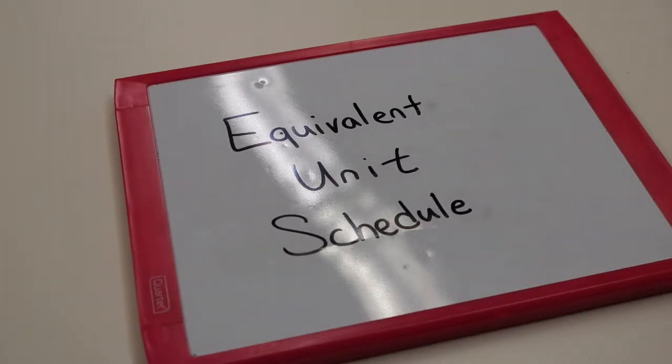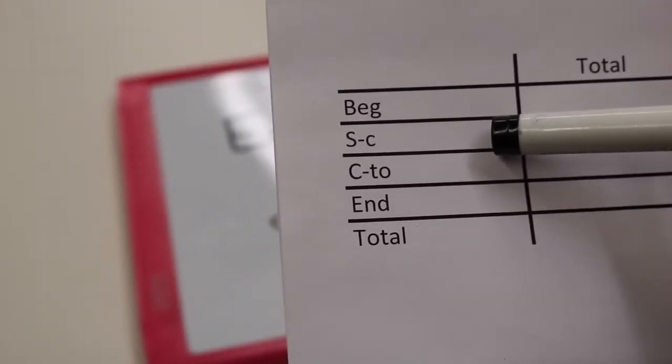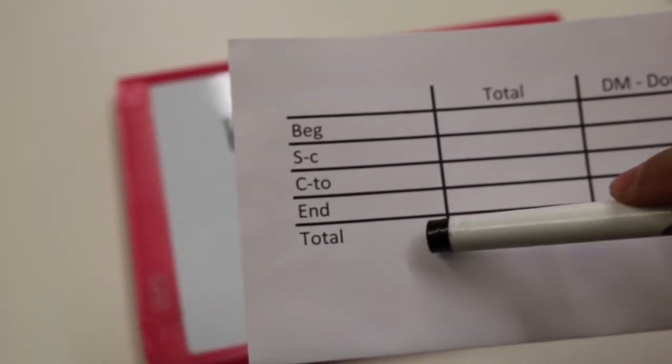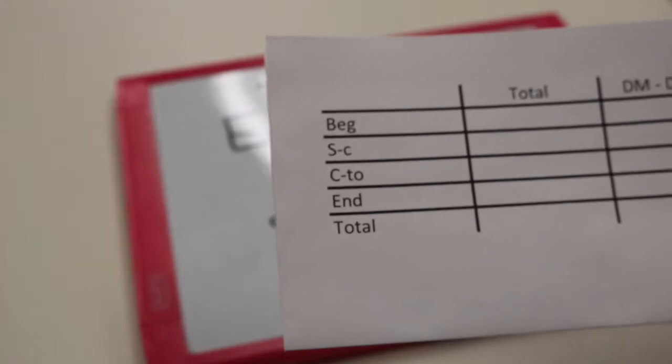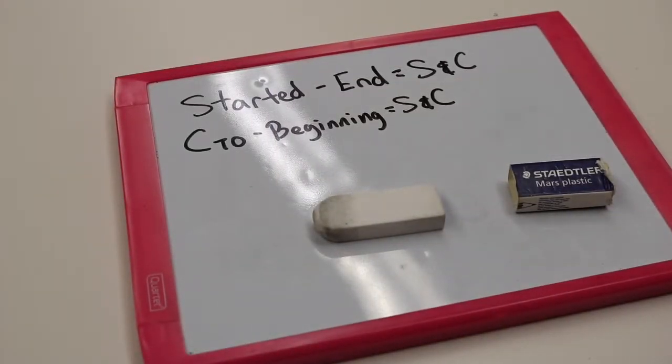Now when we're thinking about the equivalent unit schedule, you're probably used to something like this, where it shows you the beginning, started and completed, completed and transferred out, your ending inventory, and then total. So we'll go over this. It is important to note that what you started may not necessarily be what you started and completed.